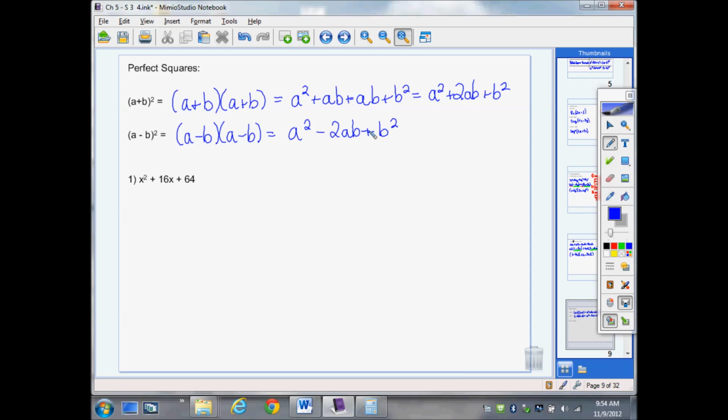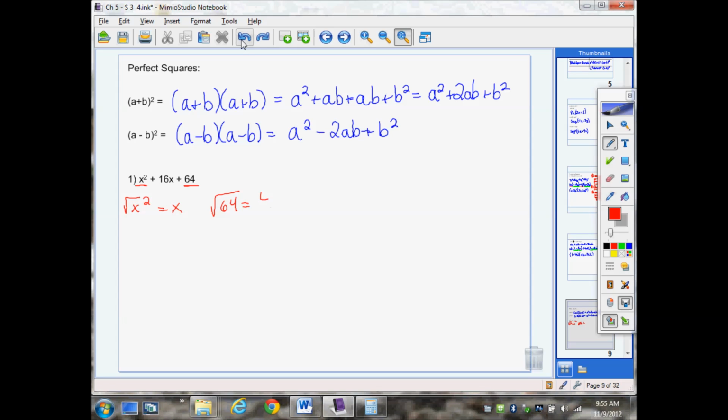So when you have a trinomial, the first thing you'll check is, does it have a greatest common factor? It does not. Then the second thing you'll check is to see if it is a perfect square trinomial. So we look at the first and the last term, and we check to see if these are perfect squares. Okay, the square root of x squared equals x. And the square root of 64 equals 8. Okay, so those are both perfect squares.